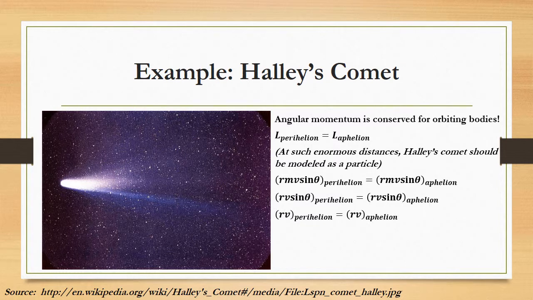Plugging in the numbers I gave earlier for velocity and r, or the distance, I'm going to keep my r value, my distance value, in astronomical units, which is fine. It's just that my answer will also come out in AUs, and you get 35 AUs.